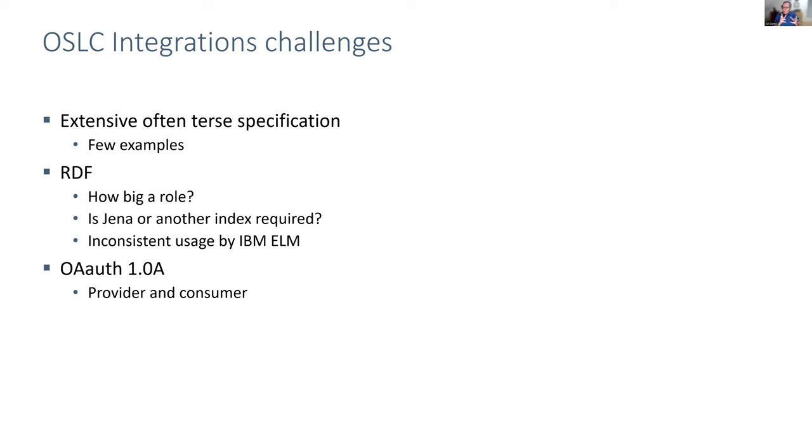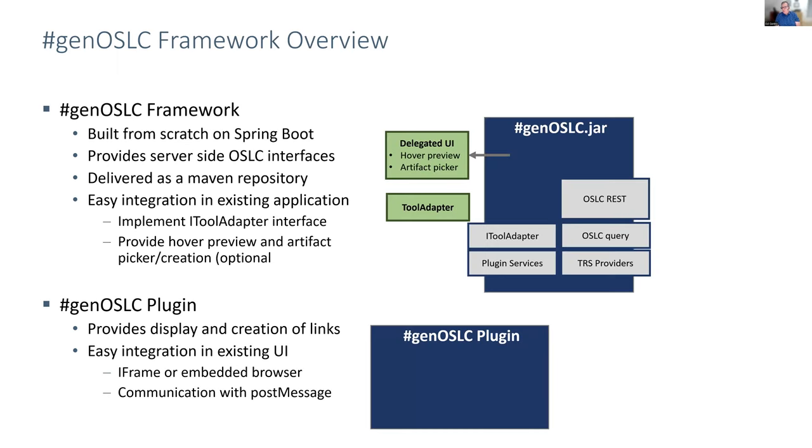So we've taken the technology that we've been using for building our integrations to Jama and Codebeamer and other things, and made it available. We know some challenges. It was even mentioned yesterday that the spec is extensive and often terse, and there are real questions about how big a role RDF needs to play in your application. Do I really need Jena? And if I'm going to talk to IBM ELM, I have to use OAuth 1.0A. Still, can we please fix that? Which is really difficult. If I have an in-house OSLC product, how can I very quickly take that and make it play in the rest of my OSLC landscape? That's our genOSLC framework solution.